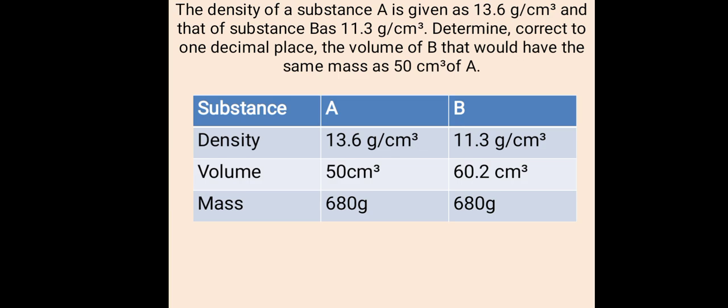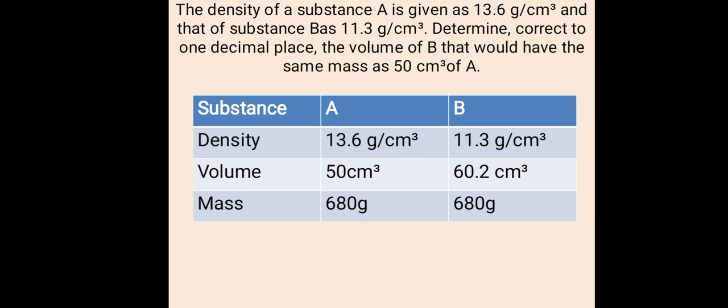The density of a substance A is given as 13.6 gram per cubic centimeter, and that of substance B as 11.3 gram per cubic centimeter. Determine correct to one decimal place the volume of B that will have the same mass as 50 centimeter cubic of A. Now the density of substance A is 13.6 gram per cubic centimeter. B is 11.3 gram per cubic centimeter. The volume of A is 50.